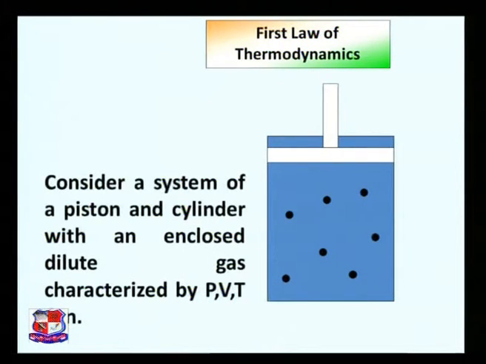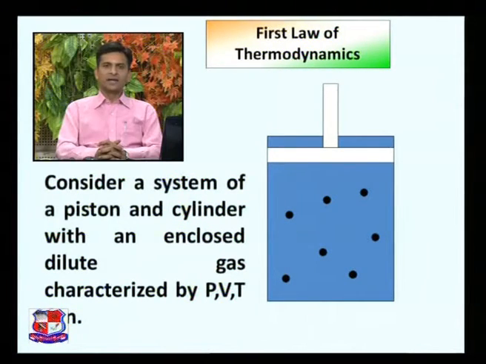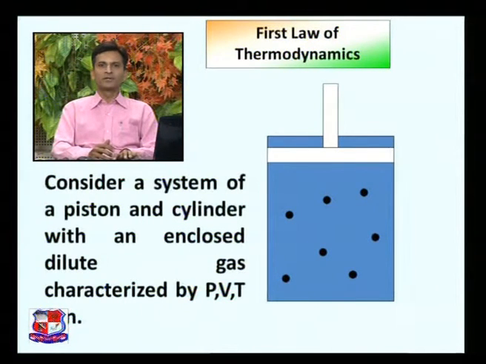Say here, consider a system of a piston and cylinder with an enclosed dilute gas characterized by pressure P, volume, temperature and index N. Here a gas is filled up in the cylinder and the piston is a moving element, and as the piston moves from upward to downward direction, the pressure of gas increases. So the gas is characterized by pressure, volume, temperature and index N.